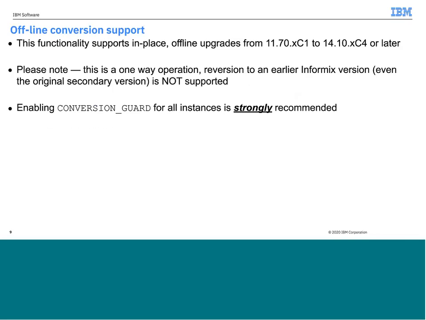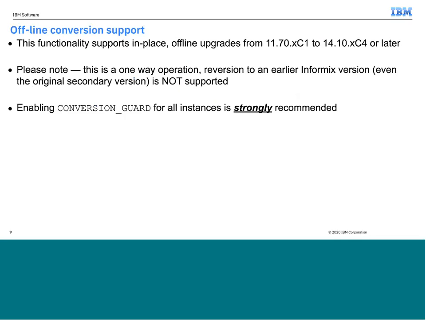Okay? So here's how it works. It allows you to support upgrading from 11.7.xC1 directly to 14.10.xC4 or later. So you can't go to 12, you can't go to 14.10.xC3, it has to be XC4. And by the way, this is a one-way conversion. So you're going to be able to go from 11 up to 14, but not from 14 back down to an earlier version if it doesn't work.